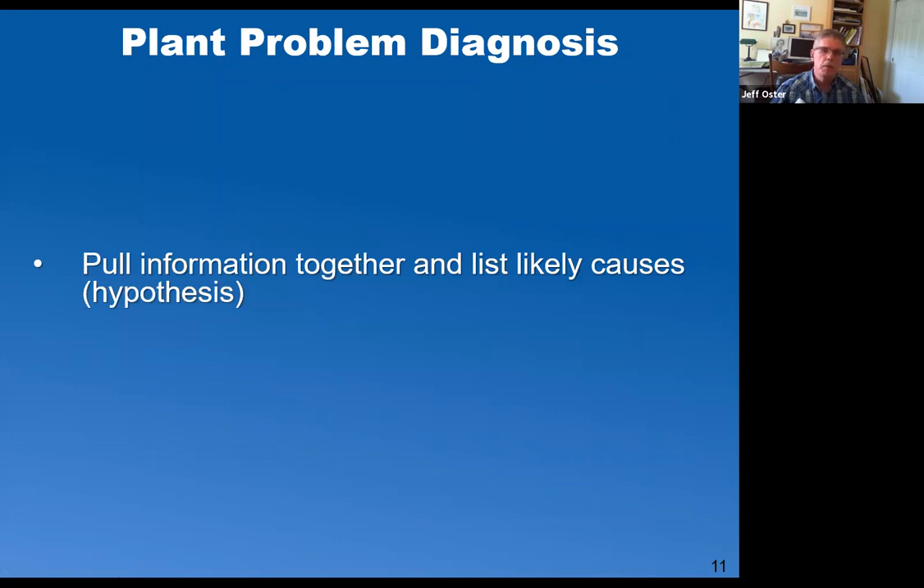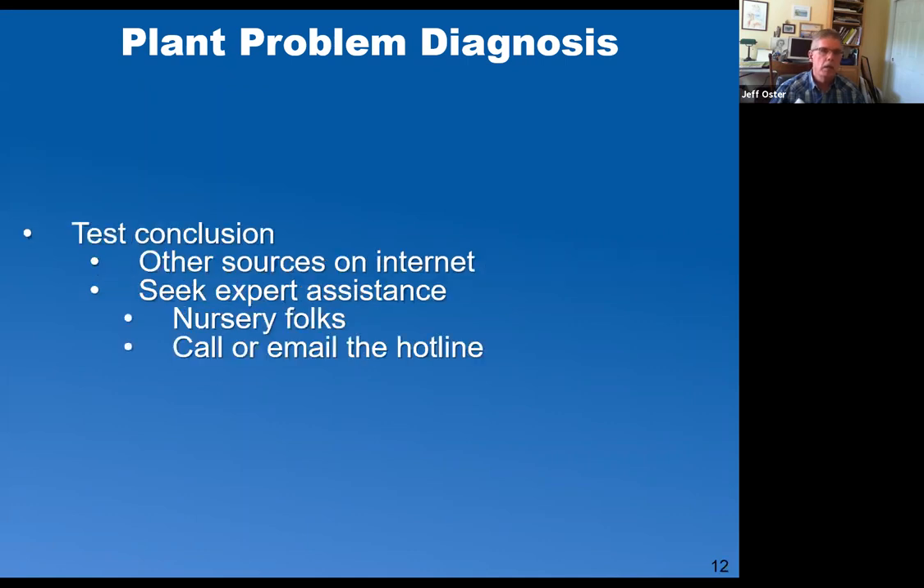Pull the information together and list likely causes. It may be more than one at first and you can't decide. So test your conclusion by looking at other sources on the internet. The University of California is one resource, gardening magazines, find out which ones are good ones. There's an SF guide, that's a good resource, and there's several others. Or seek expert assistance. So nursery folks, where you got the plant from, most of the time they're familiar with diseases and problems in your area, or call or email the hotline.